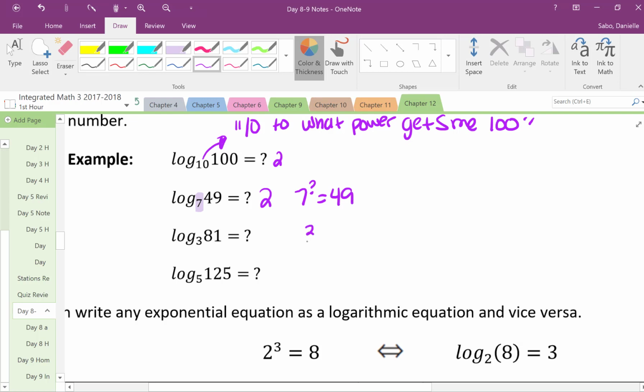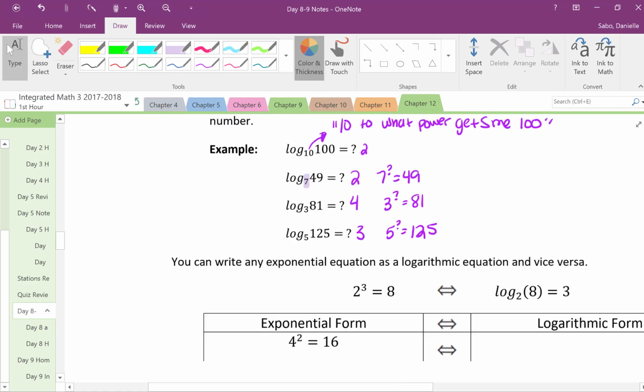So then here, 3 to what gives me 81? 4. Is it 4? Yeah, 4. There we go. And then here, do this one on your own for a second. This is something that we would hope you'd be able to do without a calculator. We obviously would not give you really difficult ones for the non-calculator portion, but 5 to what power gives me 125? What'd you say? 3, good. So pretty straightforward. And now that you know what a log is, or the notation of it at least, you might be able to apply that now to your SAT.